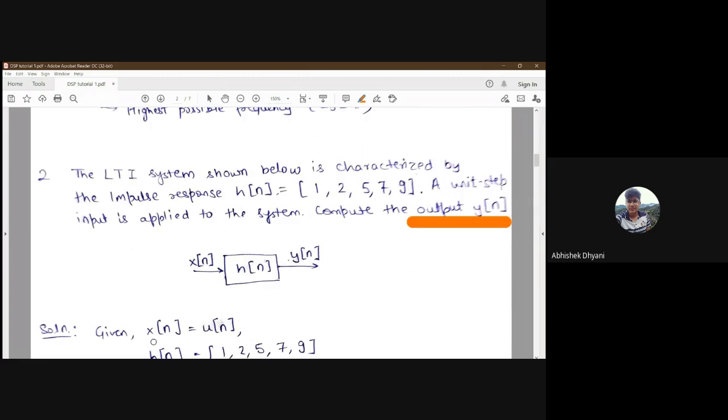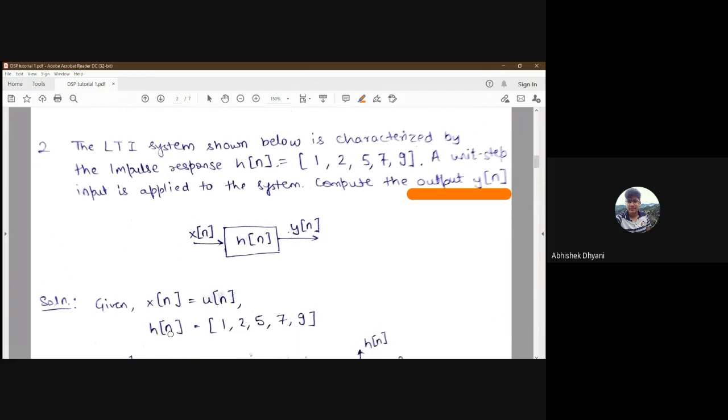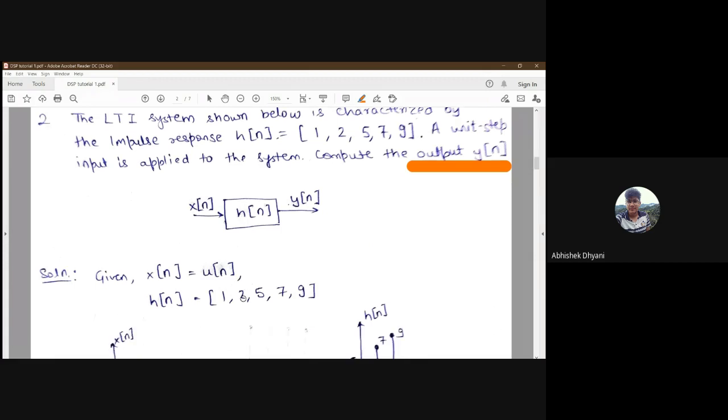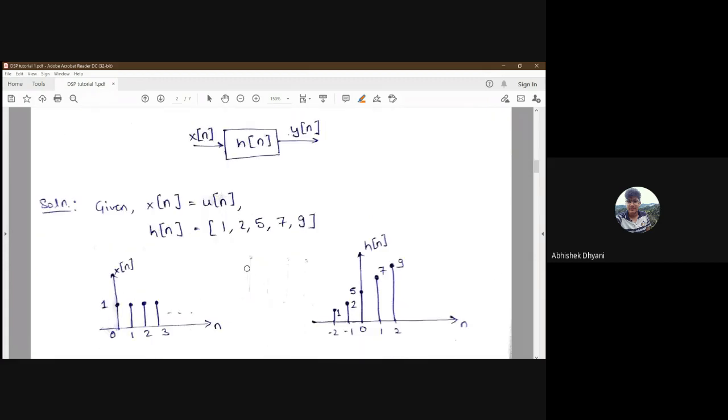So first of all, it has been given that the input is a unit step input, and h[n] is this sequence. So if we plot these two signals, here plotting h[n] with the magnitude at 0 time step being 5, this one being the left-sided values and this one being the right-sided values. And x[n] is equal to u[n] is simply this signal.